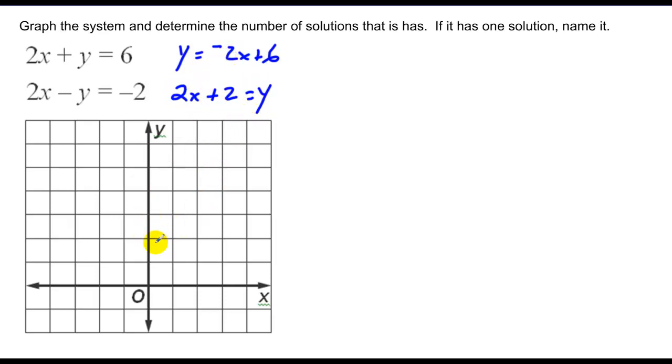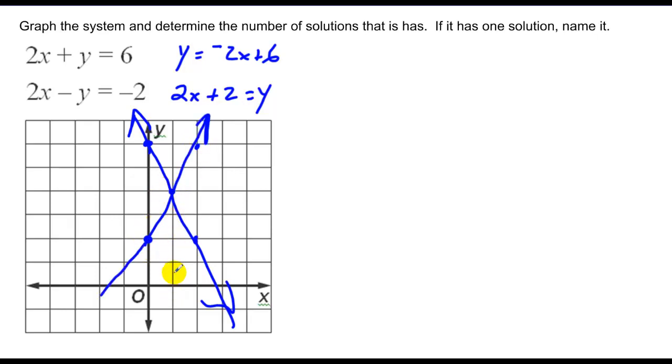So let's graph the top one first. Go up to 6. Go down 2 over 1. So connect the dots, something like so. Then go up 2, and up 2 over 1, up 2 over 1, connect the dots.